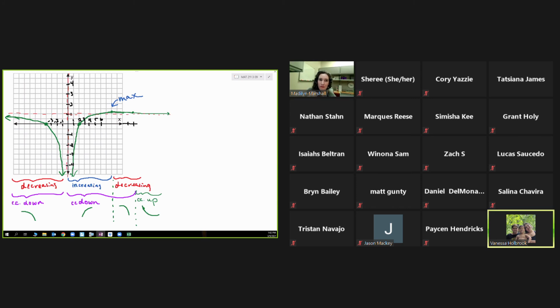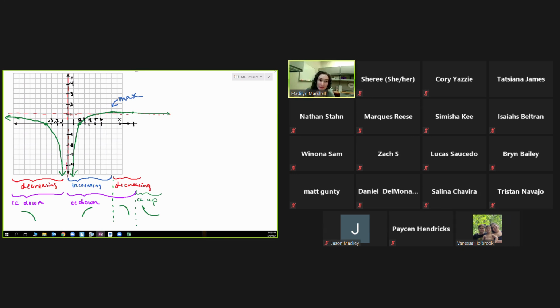So eventually will that go back below that horizontal asymptote because it's decreasing? It won't. Oh, it won't. Okay. Because it is decreasing forever, but it's decreasing in a very slight way where it's just getting closer and closer and closer to the horizontal asymptote. Okay.